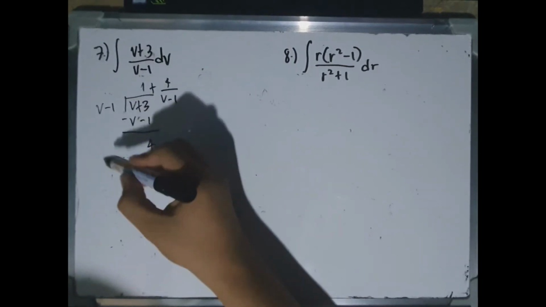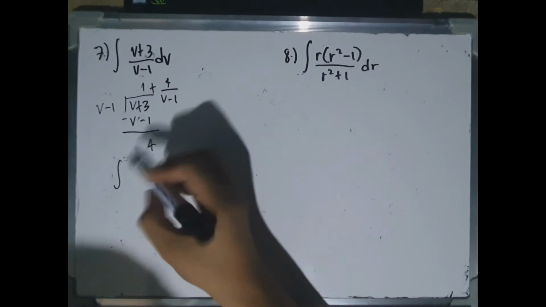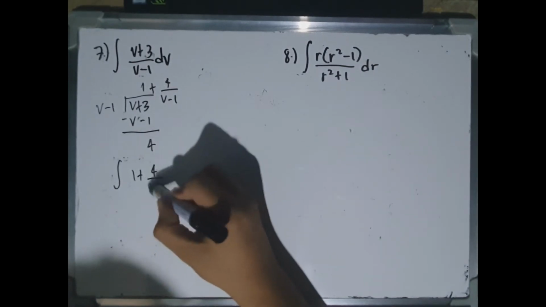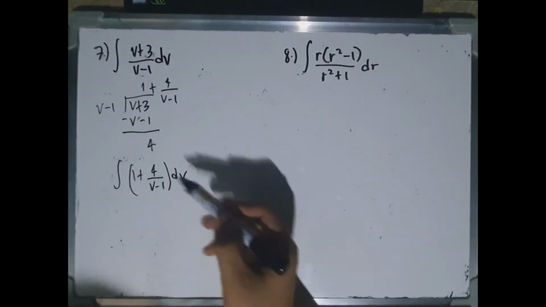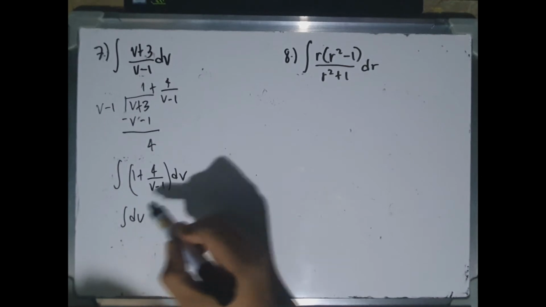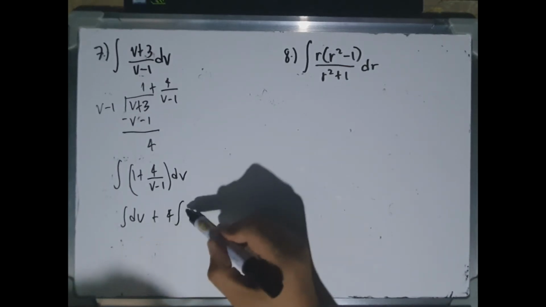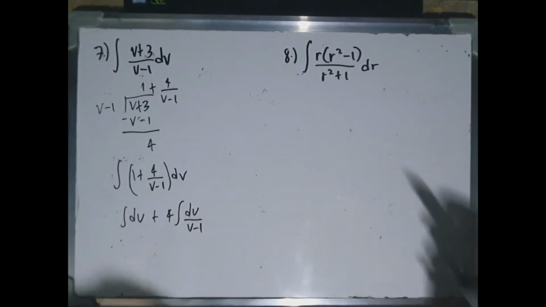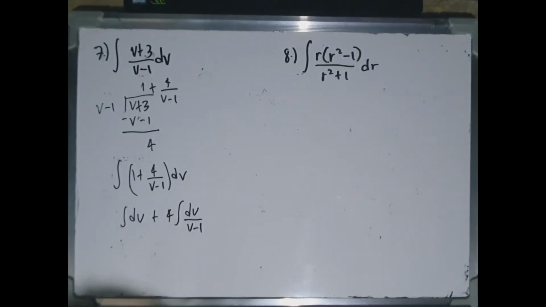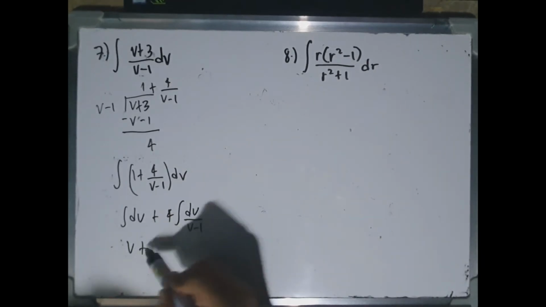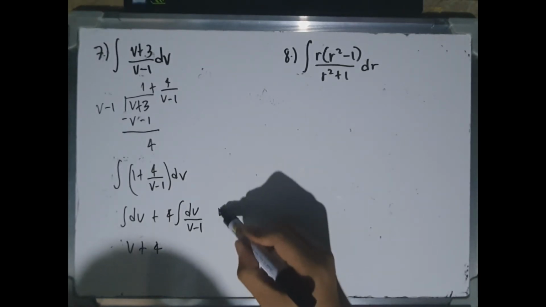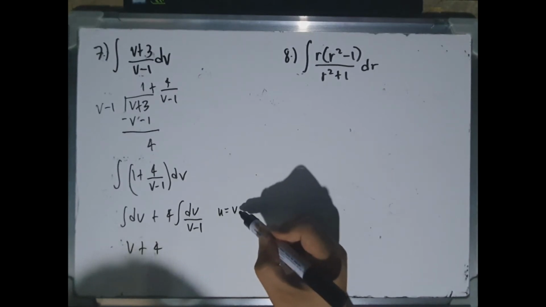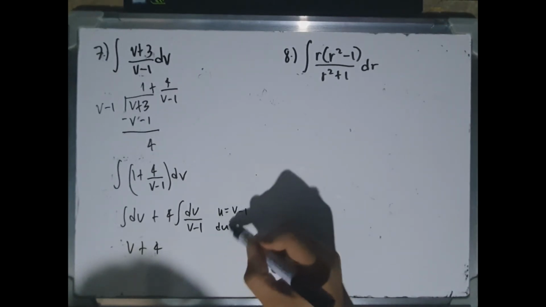So rewriting this in fractional form, 1 plus 4 over v minus 1 dv. Distributing the integral symbol and our dv, integral of dv plus 4 integral of dv over v minus 1. Okay, so now let's evaluate the integral of dv, that is v, plus 4 integral of dv over v minus 1. If we choose the denominator as the u, v minus 1, the du is dv.